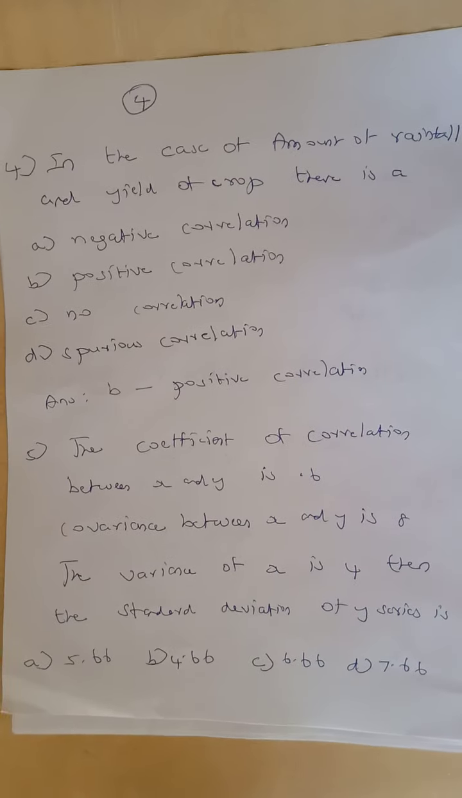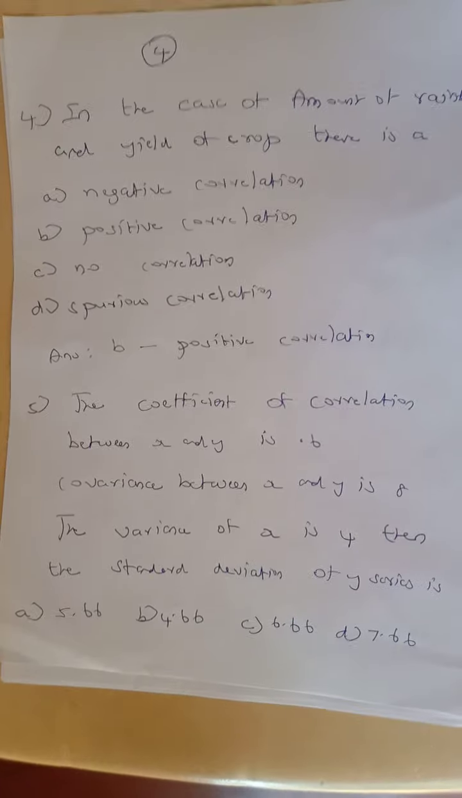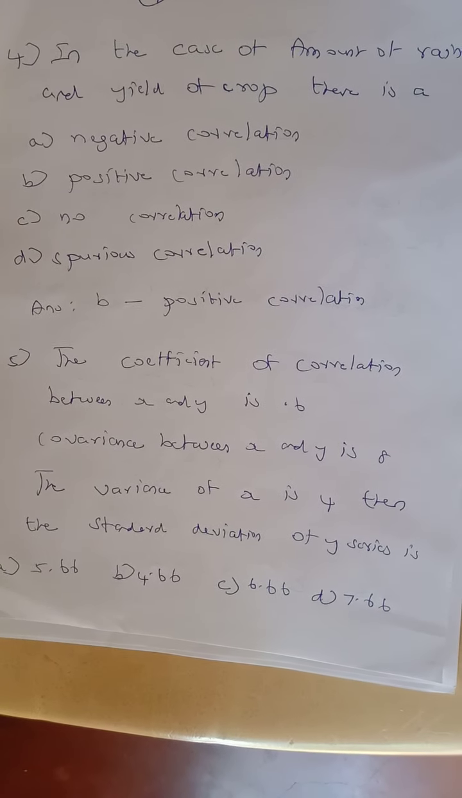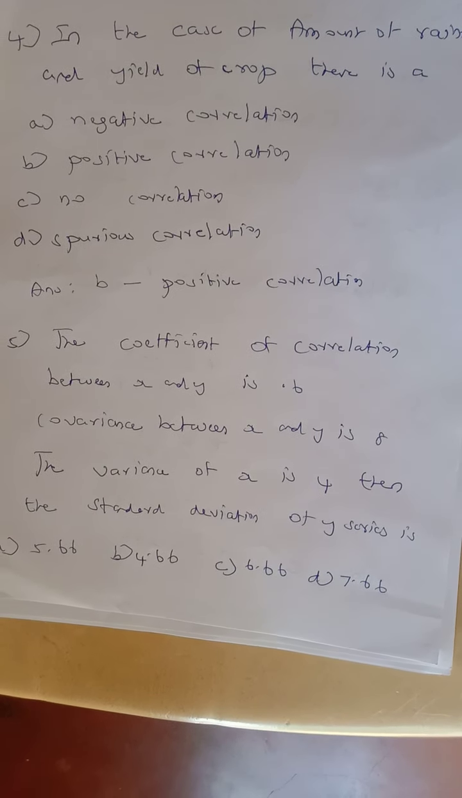As the amount of rainfall increases, the yield of crop also increases. Both the variables travel in the same direction. Therefore, there is a positive correlation between the two variables. The correct option is option B, positive correlation. Let us move to the next question.